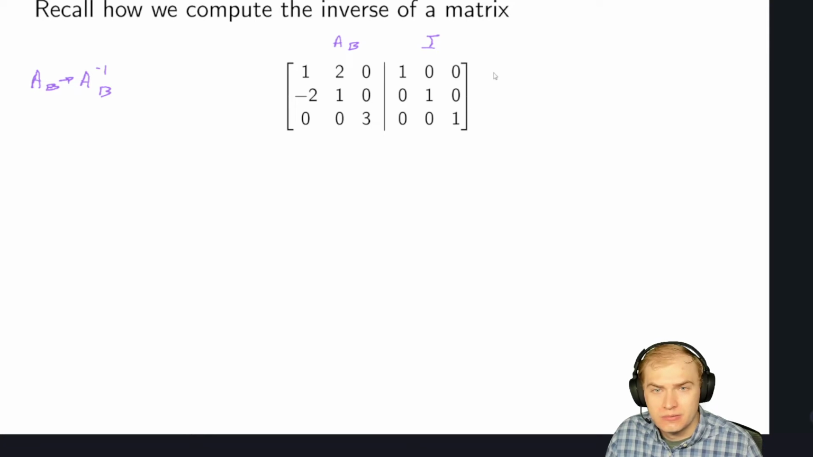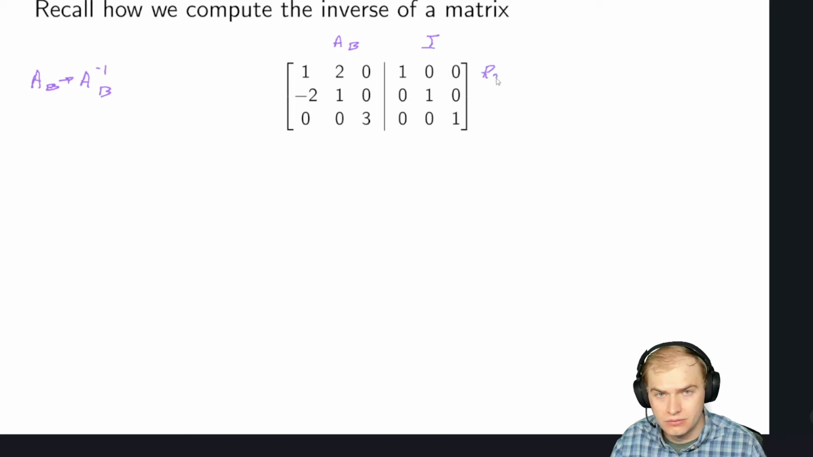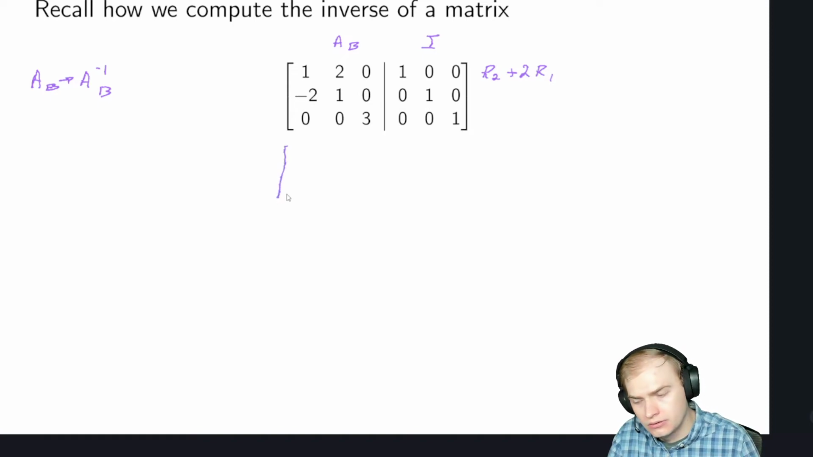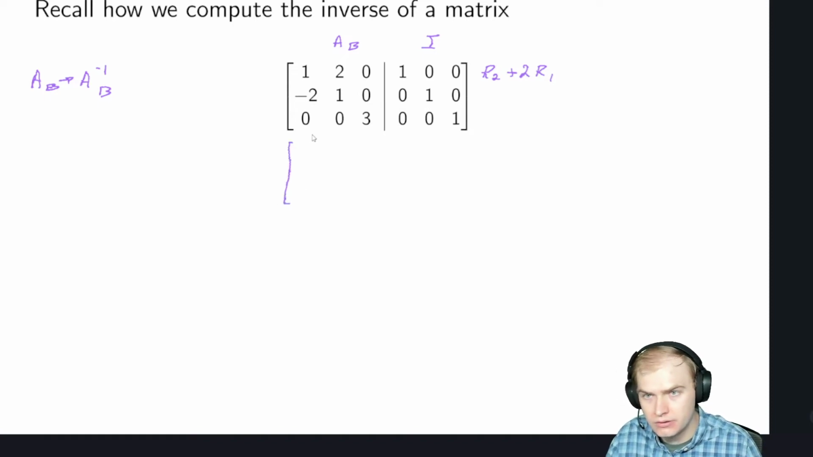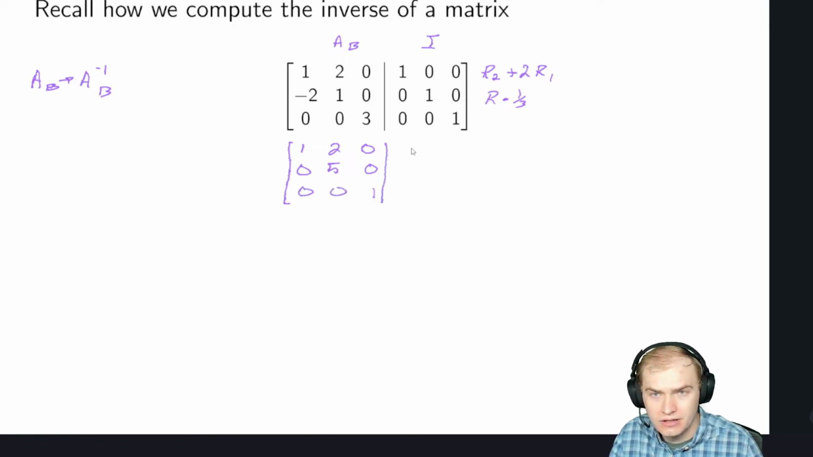So I'm going to start by saying row 2 plus twice row 1. And we're going to get 1, 2, 0. And also, I'm going to go ahead and divide row 3 by a third. We get a 0 and a 5, 0, 0, 1. And this side becomes 1, 0, 0, 2, 1, 0, 0, 0, 1 third.